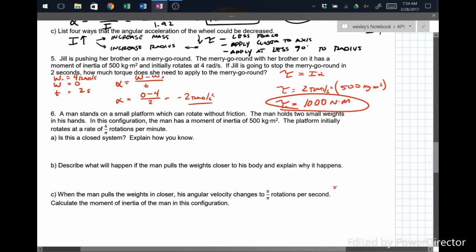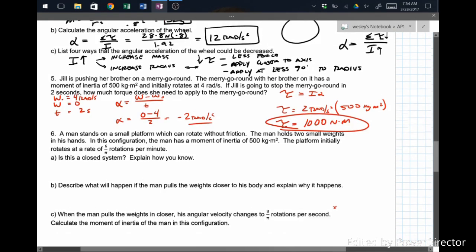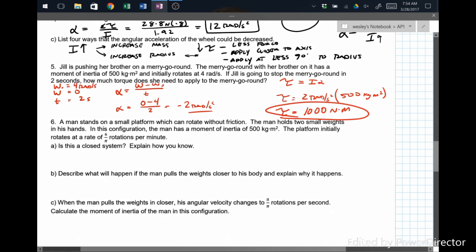So, we have a man standing on a platform and rotating. He starts off with a moment of inertia of 500 and he rotates. Is this a closed system? Yes, we have no outside torques. So no matter what happens, we're going to say that L initial is equal to L final. Describe what will happen if the man pulls the weights closer to his body and explain why. He's going to spin faster.